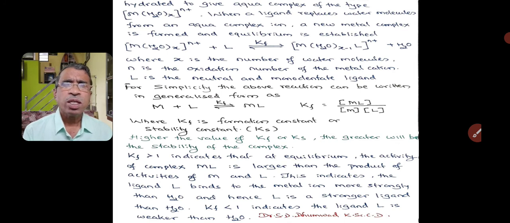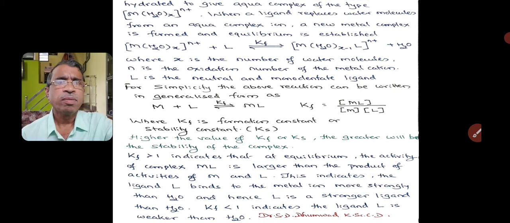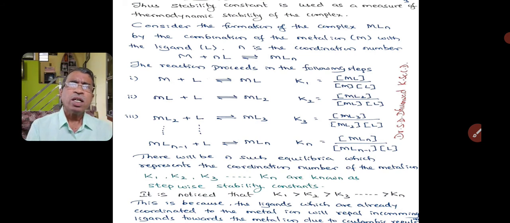This indicates the ligand L binds to the metal ion more strongly than the water, and hence ligand L is a stronger ligand than water. If Kf, the formation constant, is less than 1, it indicates the ligand L is weaker than water. Thus, the stability constant is used as a measure of thermodynamic stability of the complex.